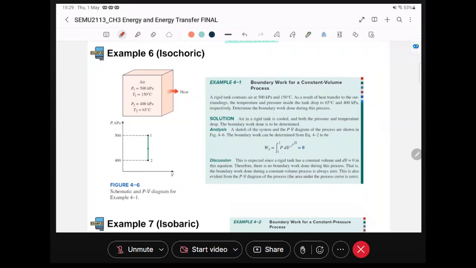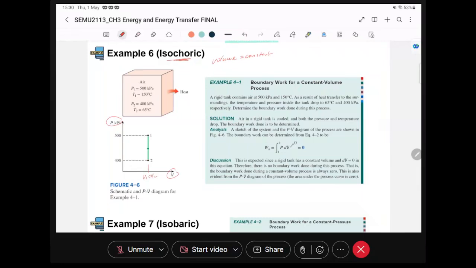So when it comes to a system, it can be isochoric, which means the volume is constant. So work can be done under these different conditions. When the volume is constant, it's an isochoric process. You can see on the PV diagram, V1 equals V2. So the change in pressure.